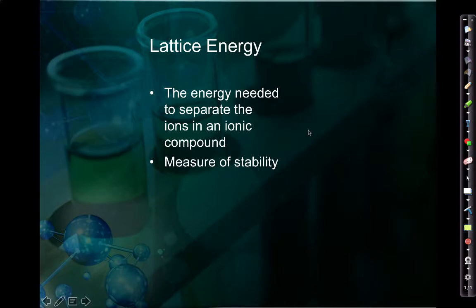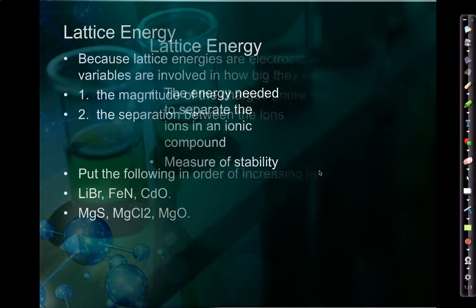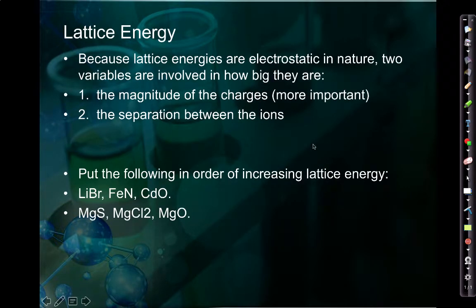Now, lattice energy is the energy needed to separate the ions in an ionic compound. It's a measure of stability. So the higher the lattice energy, the more stable the compound. Because lattice energy deals with the attraction of the positive to the negative, it involves two things. Anytime we're looking at charged particles attracting each other, that goes back to Coulomb's law.